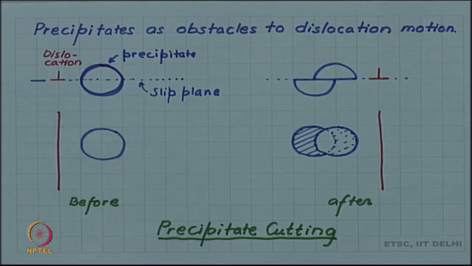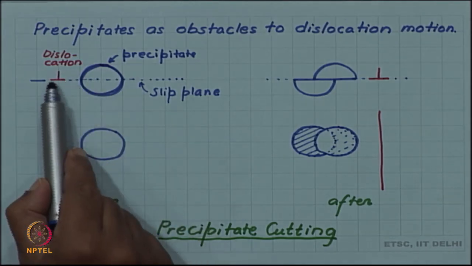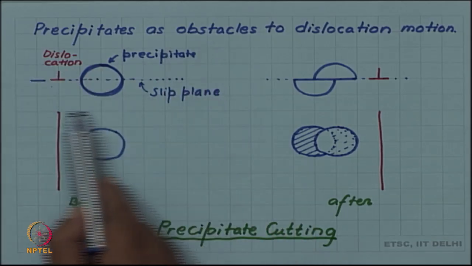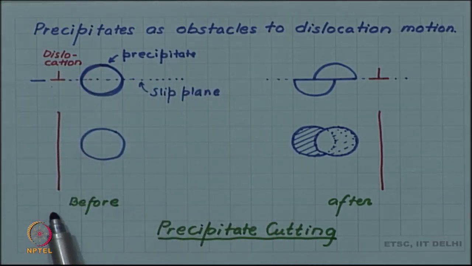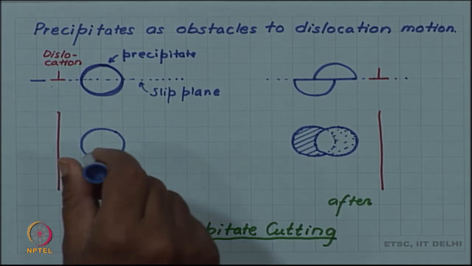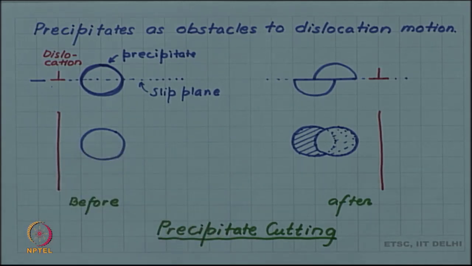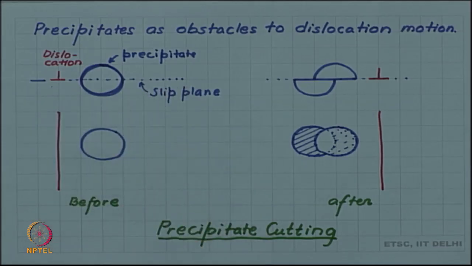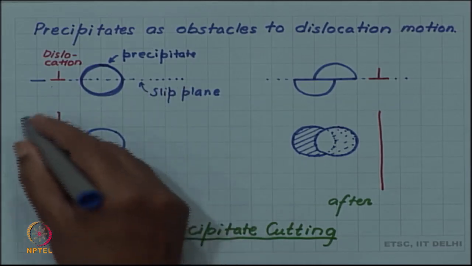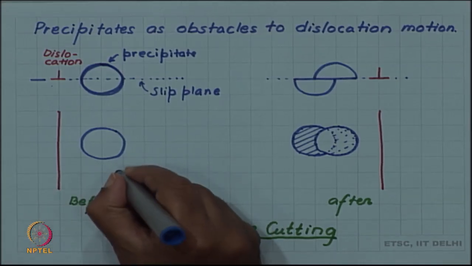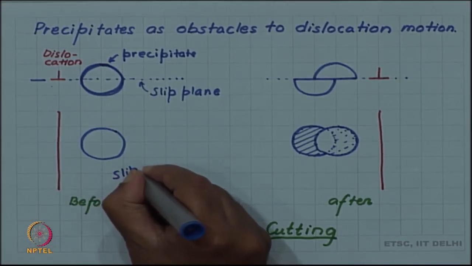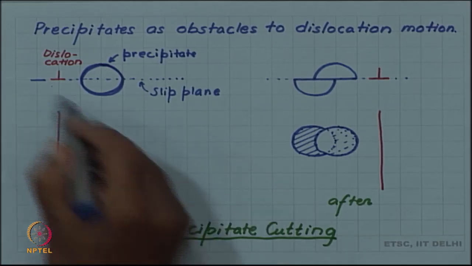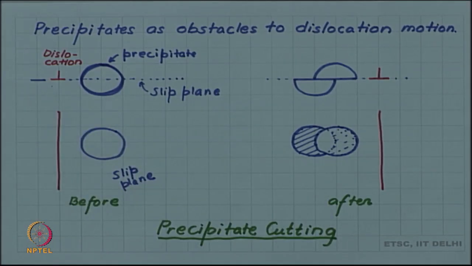On which this dislocation line is moving. So, this is an elevation view, and below I have a plan view. So, you are looking down the slip plane on this, and you are looking at the slip plane edge on here. So, here this whole thing is a slip plane. And here the slip plane is edge on.